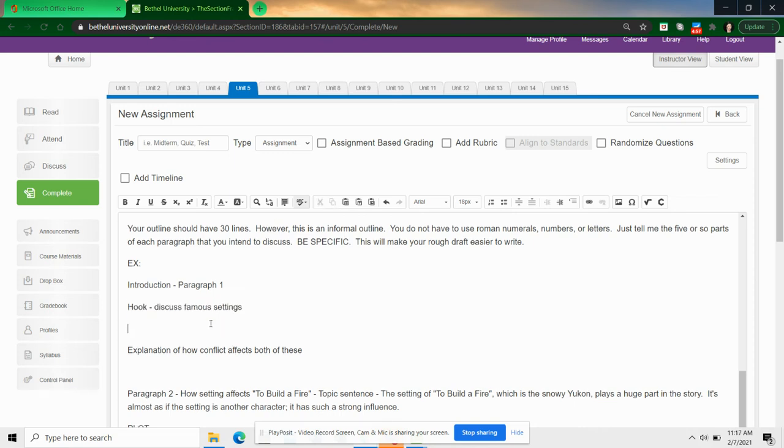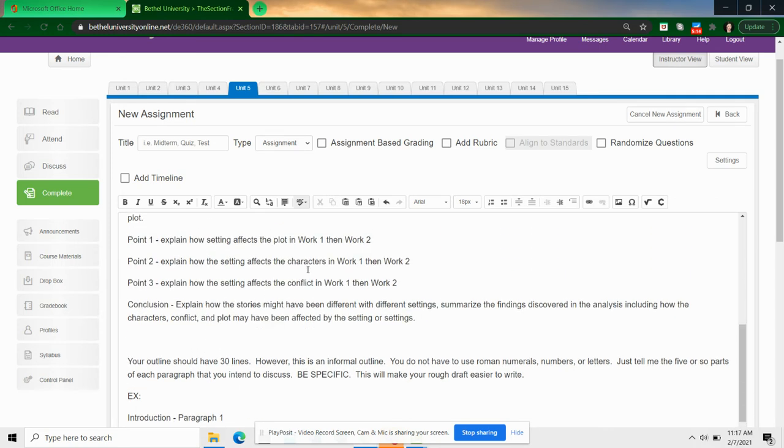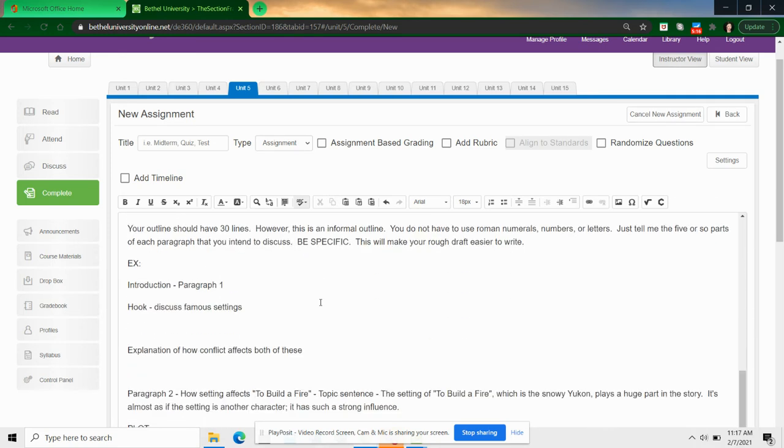And then for my background information, I'm going to tell the titles of both of the stories and who wrote them. And then I'm going to explain how the conflict and the characters and, what is the other point we said we were going to use? Conflict, characters, and plot are affected in a thesis statement. So really explain to me what you're going to put in that introduction.